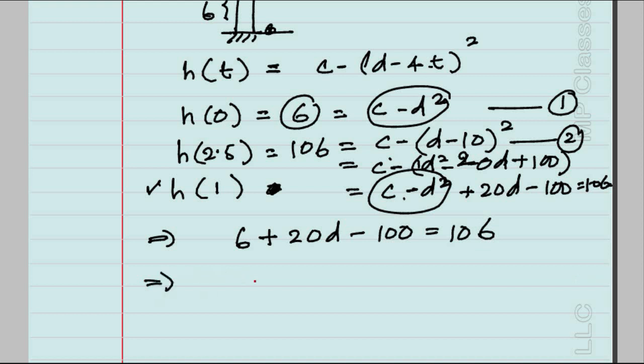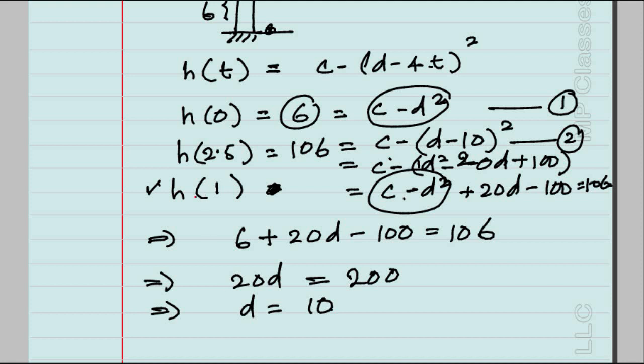So this implies 20d is, I take 100 to that side, 206, and then minus 6, that's going to be 200. This implies that d is 10. So I found d as 10.